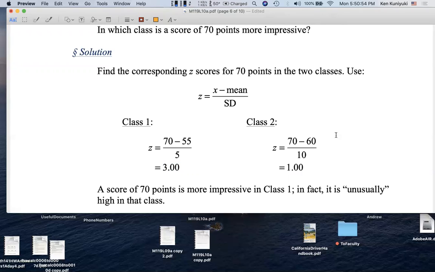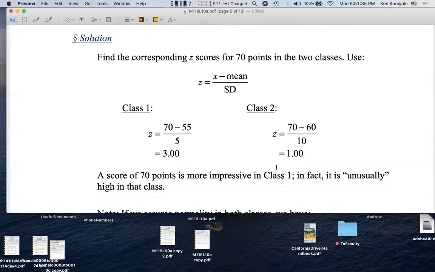Now in class 2, well, kid 2 did beat the mean, but only by 10 points. 70 minus 60, the class mean for class 2, that deviation was 10 points, but we divide by 10 points. The scores were spread out. So that kid's z-score was only 1, which was 1 standard deviation above the mean. Granted, kid 2 did beat their mean in class 2, but not as impressively as kid 1 did in class 1. So a score of 70 points is more impressive in class 1. In fact, it's unusually high in that class. Kid 1 deserves the new iPhone. And kid 2 can settle for something less.